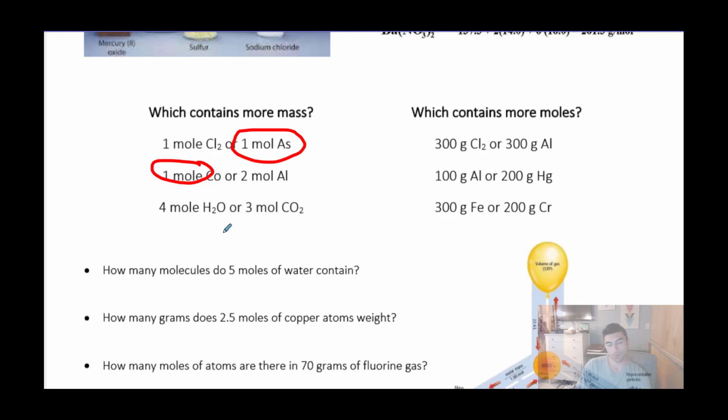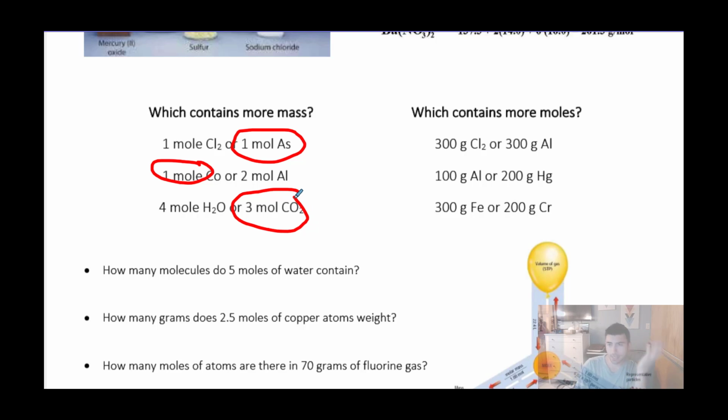And then 4 moles of water, or 3 moles of CO2. A mole of water is about 18 grams, so if we have 4 moles, that's about 72. Where 3 moles of carbon dioxide, which has a molar mass of about 44, that would be 132, so 3 moles of carbon dioxide wins there.